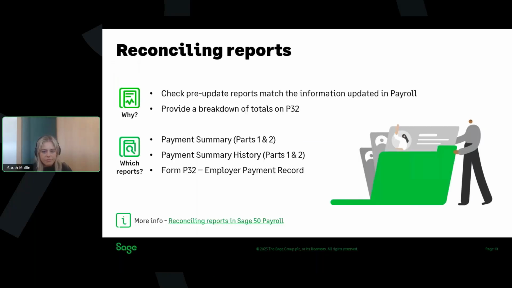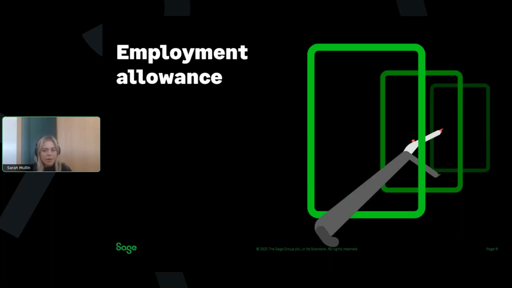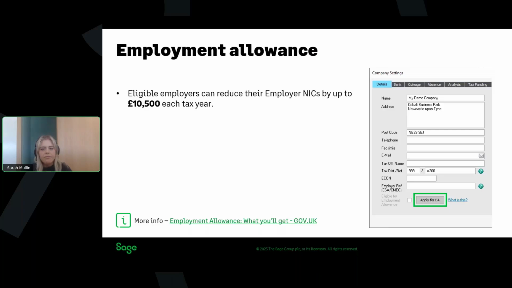So that's it on reconciling reports. So the next thing I wanted to talk about is employment allowance. So employment allowance, eligible employers are going to be able to reduce the employer NIC by up to 10,500 each tax year. So that is quite a big jump from last tax year. It was only 5,000 last tax year.